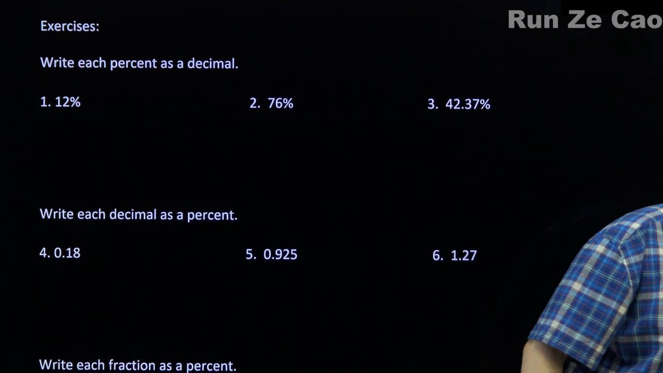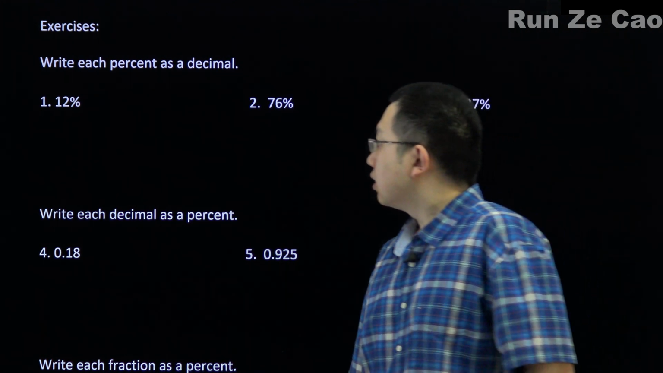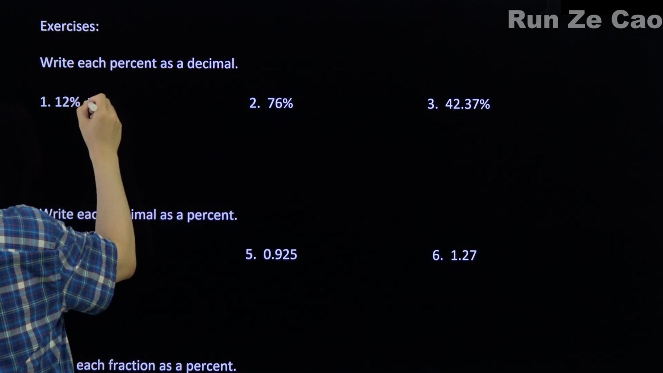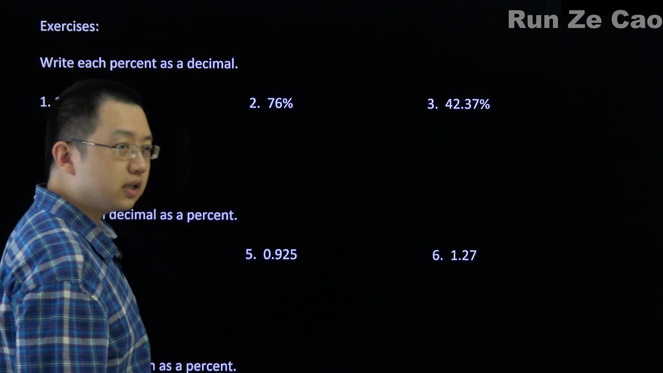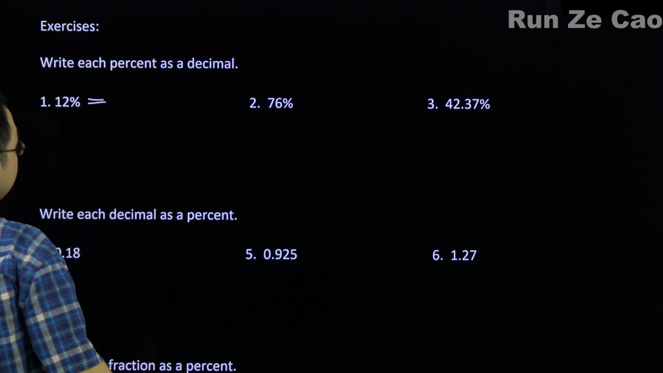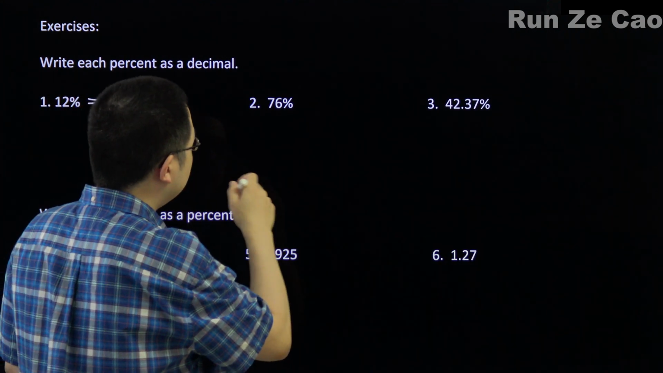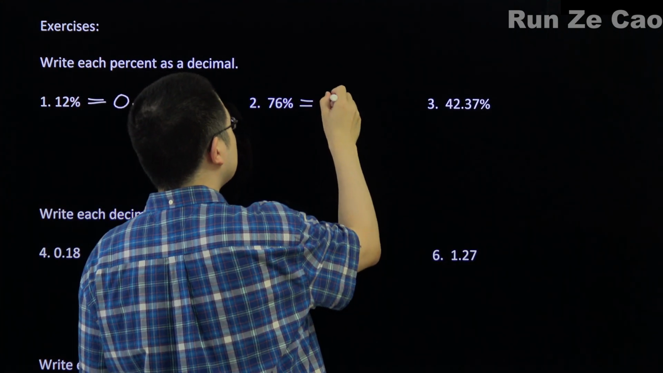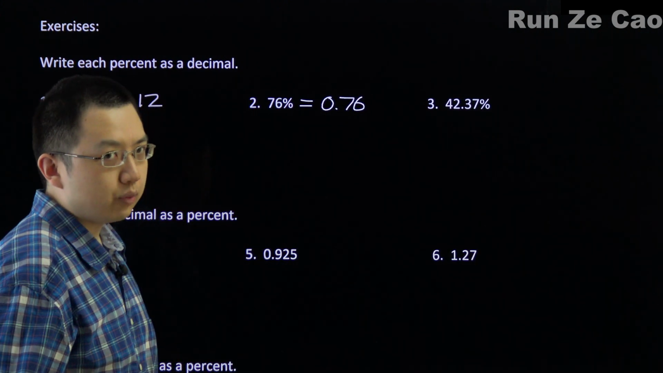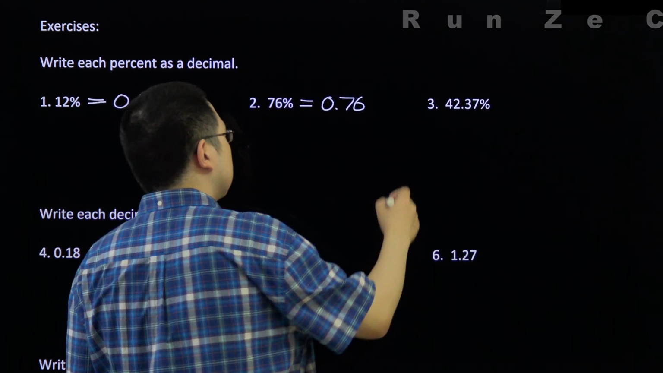Exercises. Write each percent as a decimal. 12%. Well, we know that 100% is 1.00. So 12% is 0.12. 76% is 0.76. You can say that we divided it by 100% if you like.